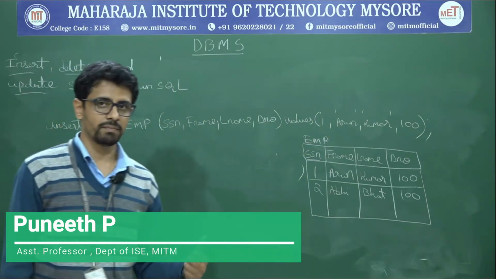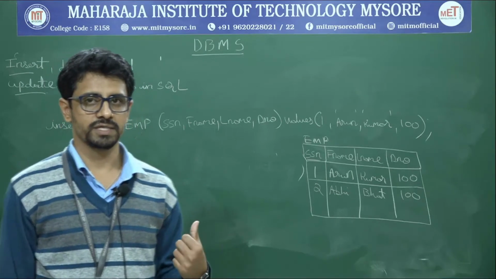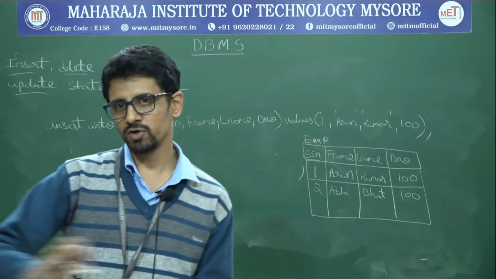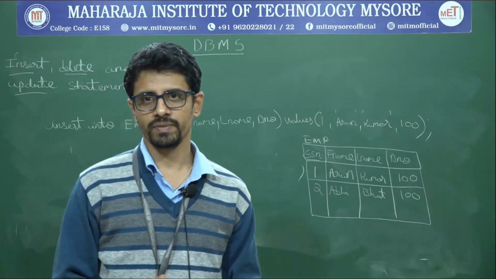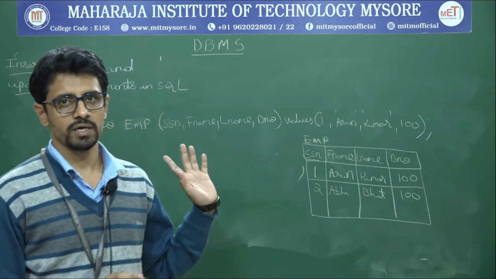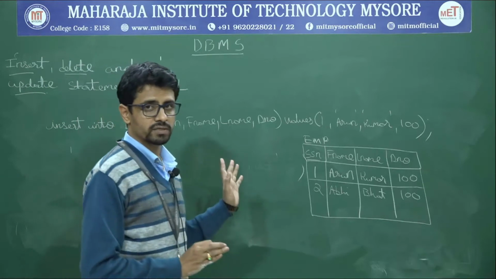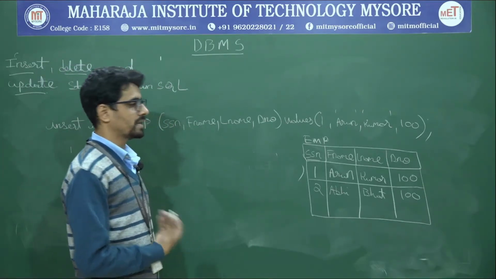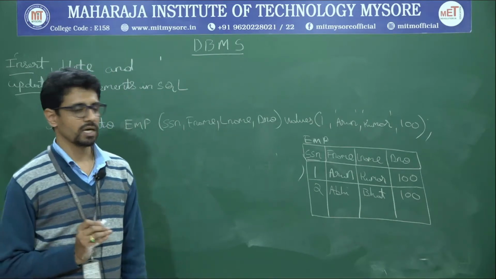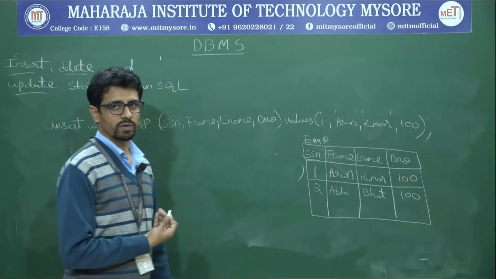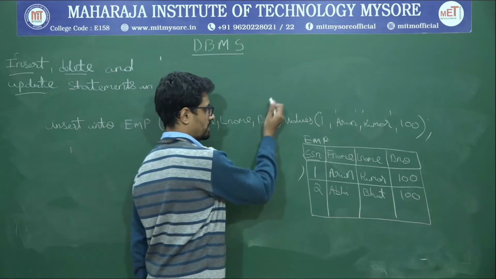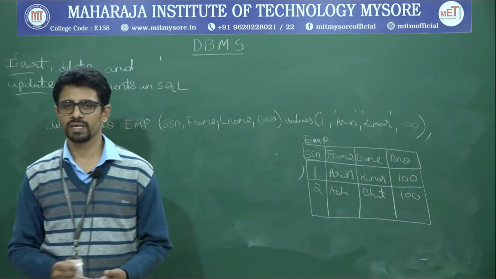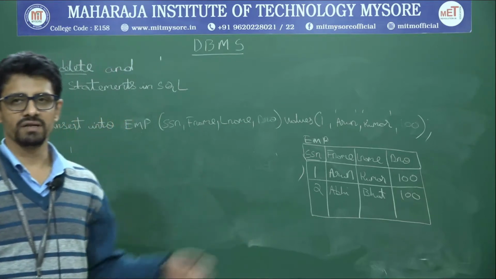But when is this kind of syntax more useful? When you want to fill only a set of attributes and leave out the others without filling in values. Only in those scenarios is this type of syntax useful. Say, for example, I don't want to insert department numbers for employees initially. I want to leave it out. So I can leave out the department number and its value, and automatically it is filled with null.